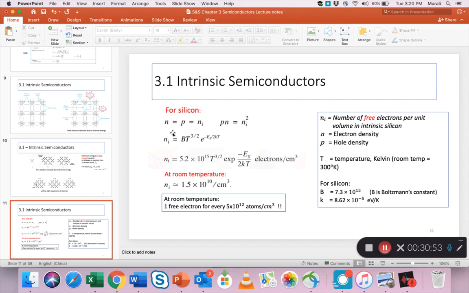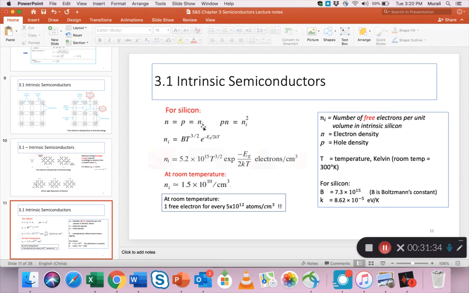So for silicon, there's something called N equals P equals Ni. N is called electron density and P is hole density. And what does this mean? It's the number of free electrons per unit volume in intrinsic silicon. That means, okay, so we know there's a big bar of silicon, but how many free electrons are available at any given time? And that number is called Ni, and it's also equal to N or P.